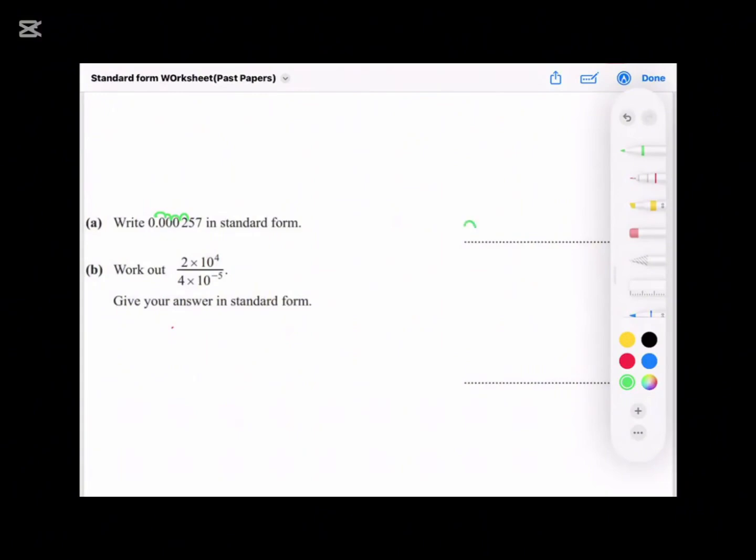So the final answer will be 2.57 multiplied by 10 raised to the power negative 4, because we moved the decimal point to the right side. So when we move the decimal point to the right side, we have to write a negative power.